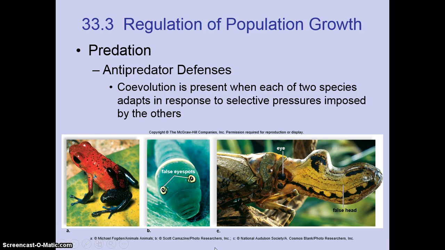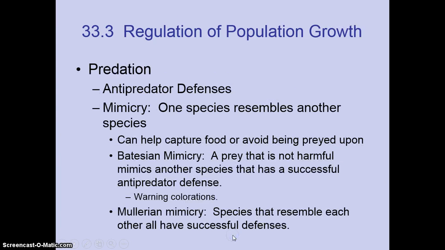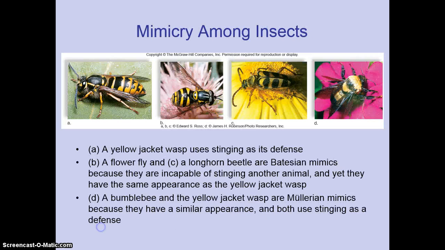There's another form of predation called anti-predator defenses, and this coevolution is present when two species adapt in response to selective pressures that are imposed by the other. Let's look at examples of those. An anti-predator defense example is mimicry, where one species resembles another species. This can help capture food or avoid being preyed upon. Batesian mimicry is when a prey that is not harmful mimics another species that has successful anti-predator defenses, such as warning colorations, and allows better survival. Mullerian mimicry is when species that resemble each other all have successful defenses.